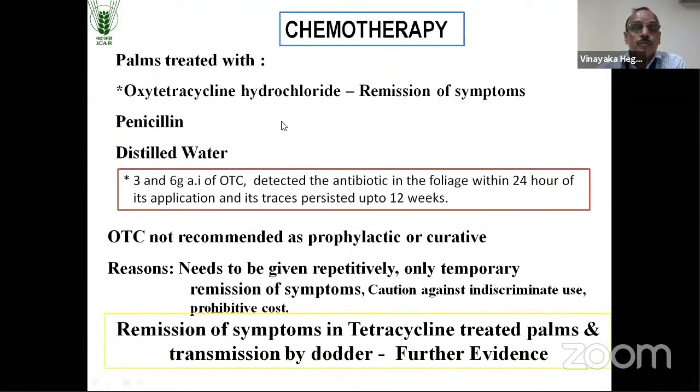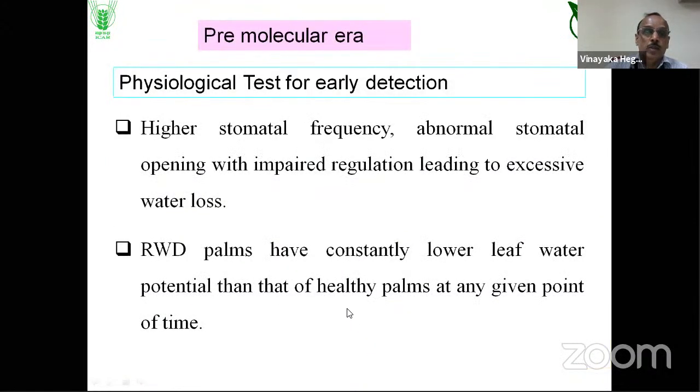It was found to be a phytoplasma disease. Later, as you all may know, oxytetracycline application will remit the symptoms. So they also checked this to prove whether it is a phytoplasma. There was a treatment with oxytetracycline and remission of symptoms was observed. This was reported. These are previous experiments done to prove that, but it cannot be used as a control measure. Remission of symptoms in tetracycline treated palms, and transmission by odor, are further evidence to suggest that it is a phytoplasmal disease.